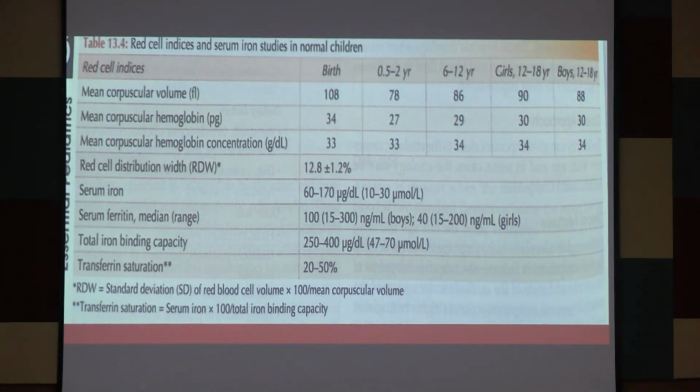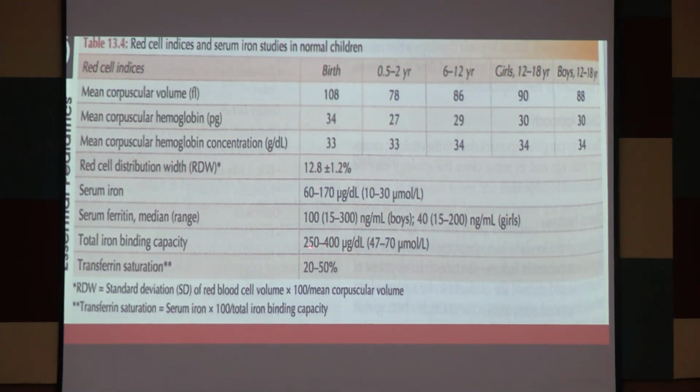This is a table where the normal values are mentioned. MCV normal I have told, MCH is measured in picograms. It's around, for girls and boys between 12 to 18 years, 30, and mean corpuscular hemoglobin concentration, it's around 34. What is RDW?